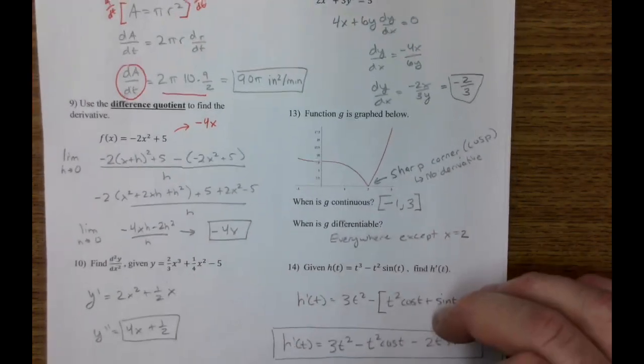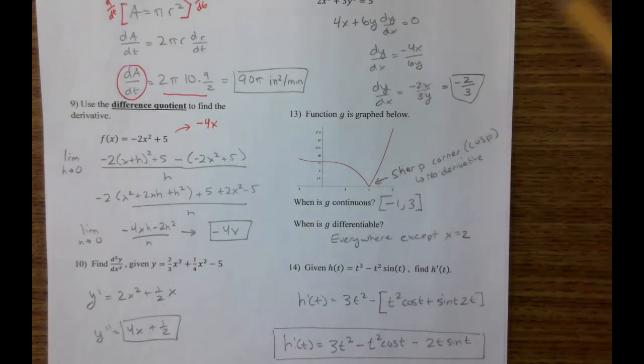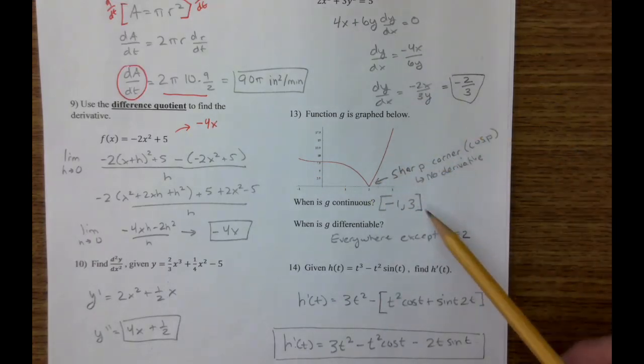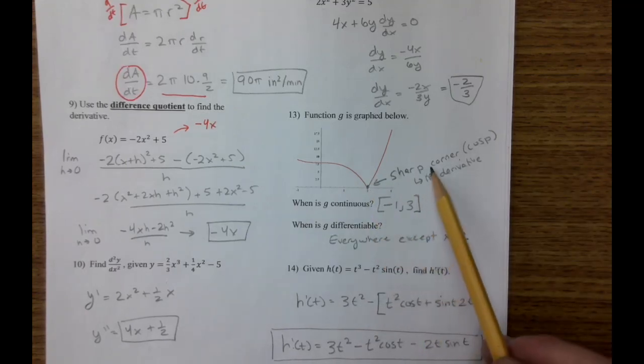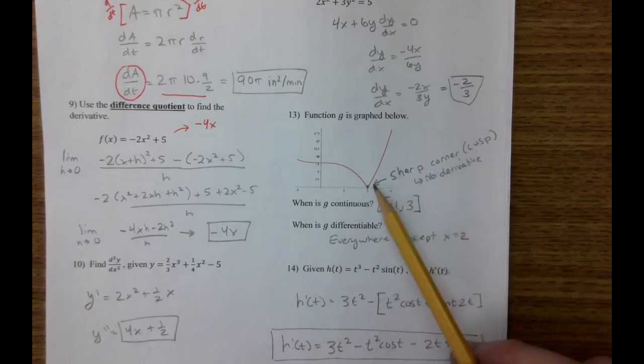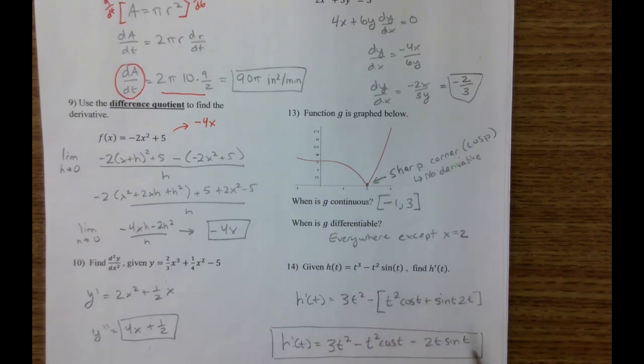All right, number 13, where is this function continuous? It's continuous everywhere. There's no holes or jumps or asymptotes. But it's not differentiable here. You can't find a derivative. There's no derivative at a sharp corner or a cusp. There's no derivative there. On the bottom one, we just take the derivative, and be careful right here on this part here.